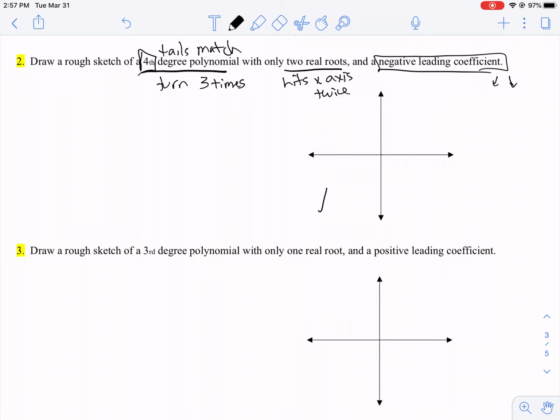Alright, so I need a tail that goes down. I'm going to turn at most 3 times. I have to hit the x-axis twice. So hit once, turn, oh, can't hit it yet, turn, oh, turn again, and down we go. So there's my 3 turns, it hits the x-axis twice, and my tails are both pointing down.